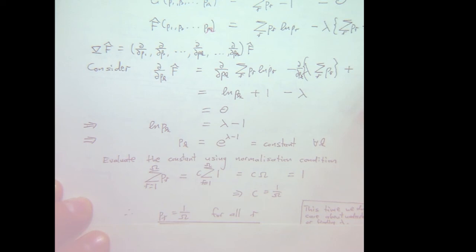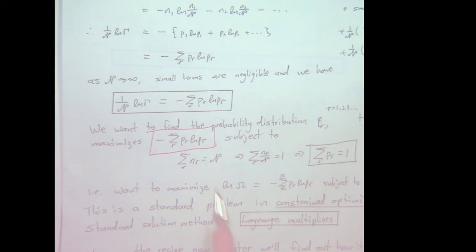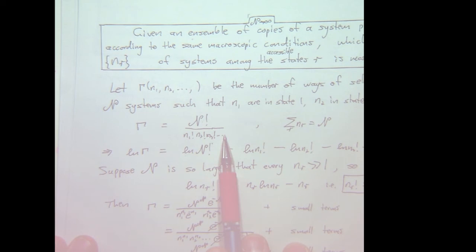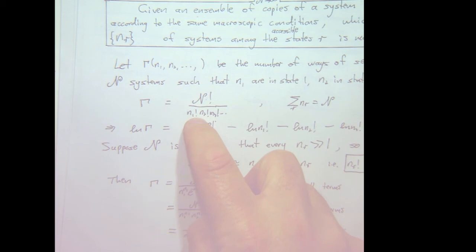So what you've done is you've optimized the number of, you've found the most likely allocation of occupation numbers. If you randomly assign occupation numbers a huge number of times, and then you check which one occurs the most, you will find that the one that occurs the most is the one where all the occupations are the same. It maximizes that. Maximizing that is the same as maximizing the entropy.